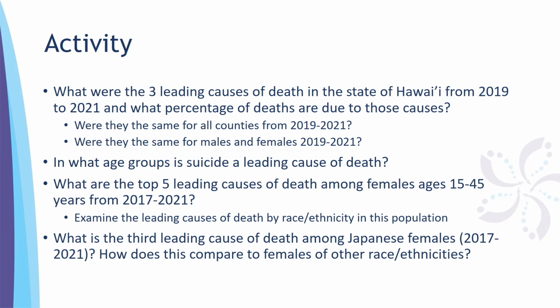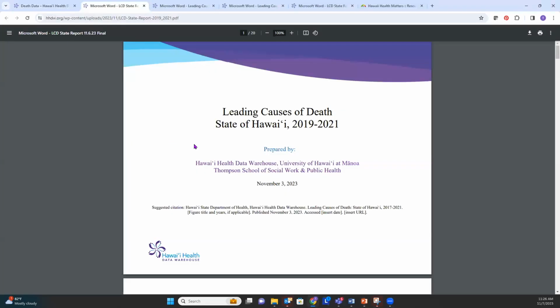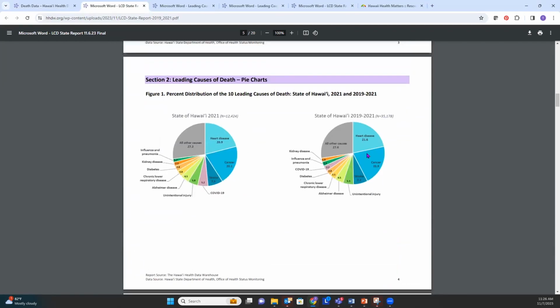Okay, let's go ahead and work through the activity. So the first question was, what were the 3 leading causes of death in the state from 2019 to 2021? So we would come into the leading cause of death report and what percentage of deaths were due to that. And so from 2019 to 2021, it was heart disease at 21.6%, cancer at 20.9%, and stroke at 7.2%.